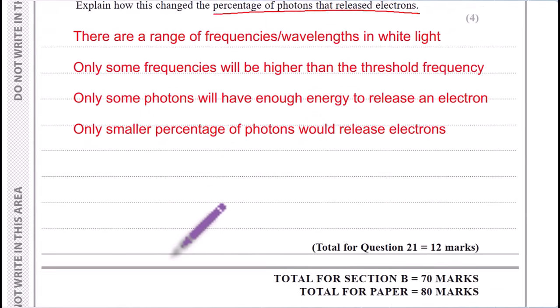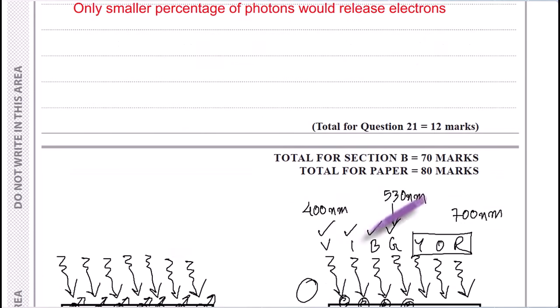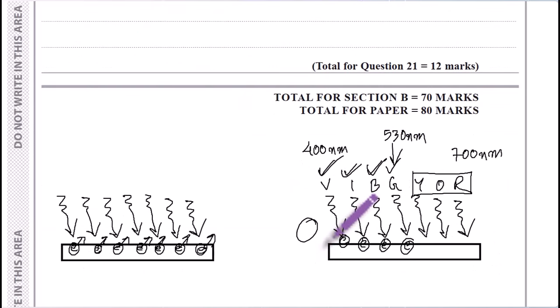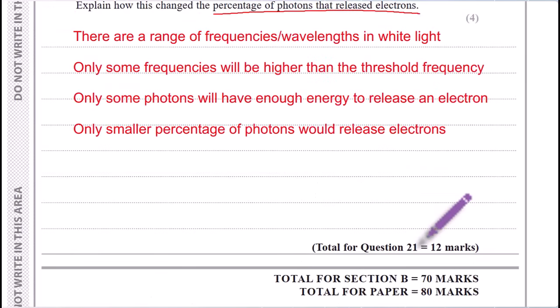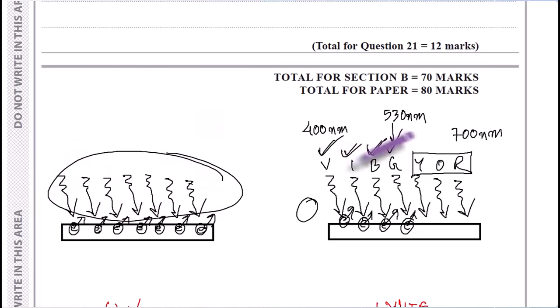So only some frequencies will be higher than the threshold frequency, like here. Only some photons will have enough energy to release an electron. Only these ones will cause the emission of electrons, but these ones won't. And finally, only a smaller percentage of photons would release the electrons. Here, all of these photons were releasing electrons. For white light, a smaller percentage of photons would cause the emission of electrons.